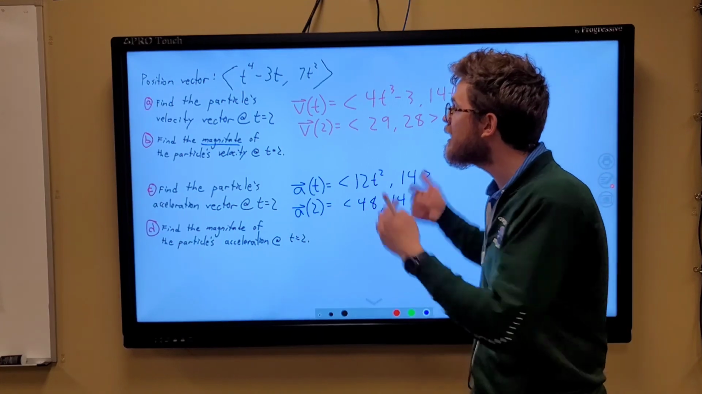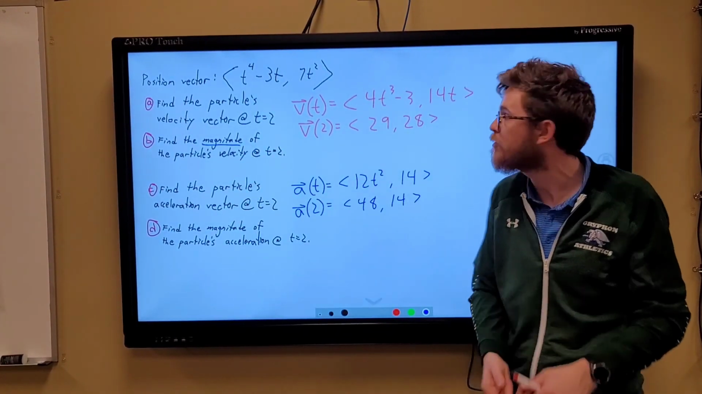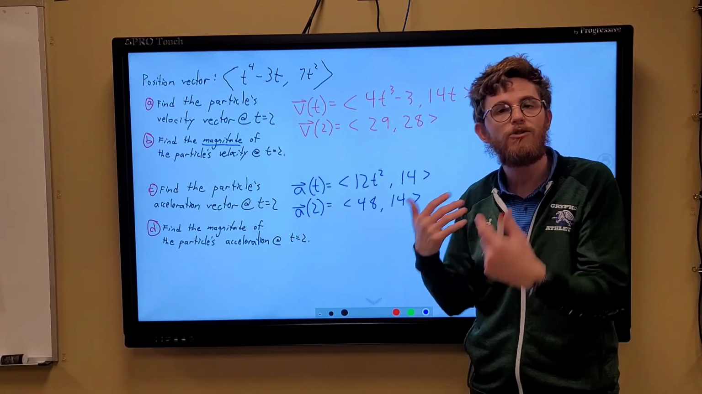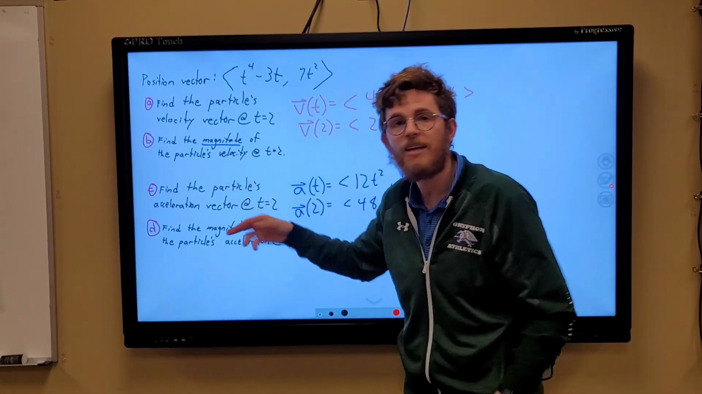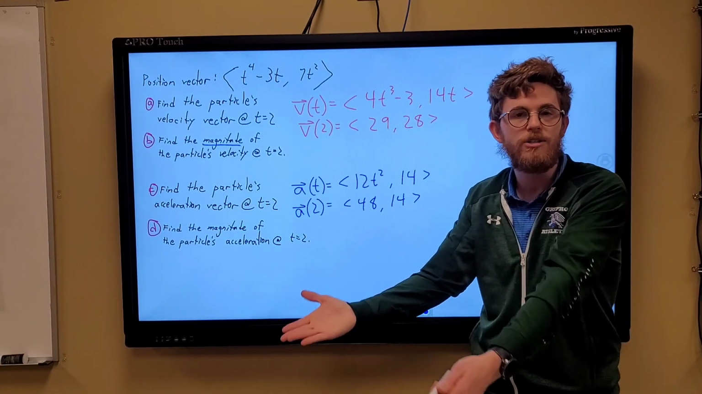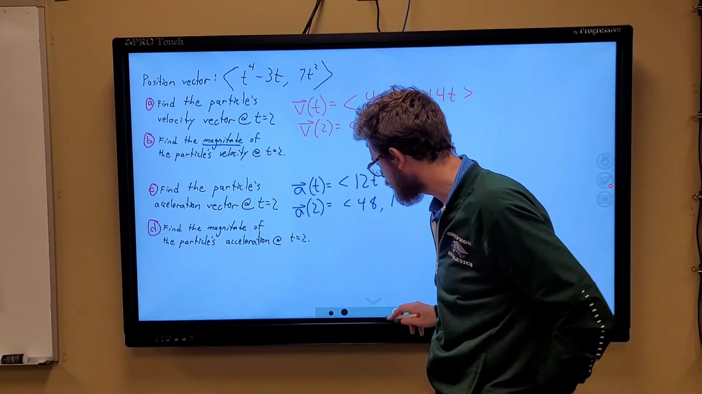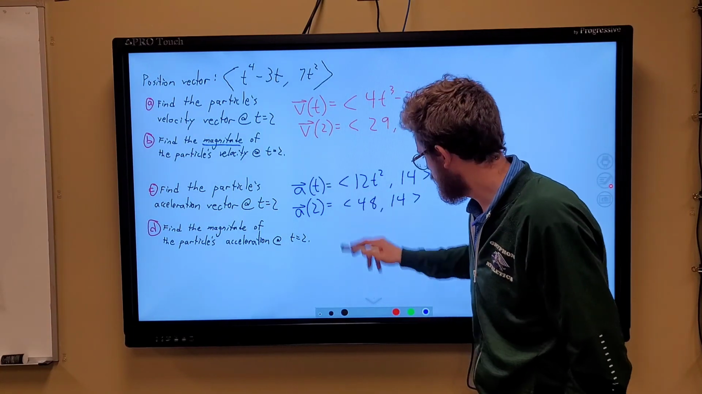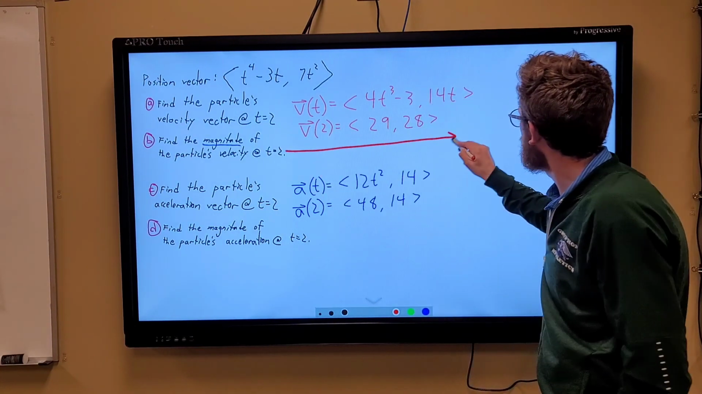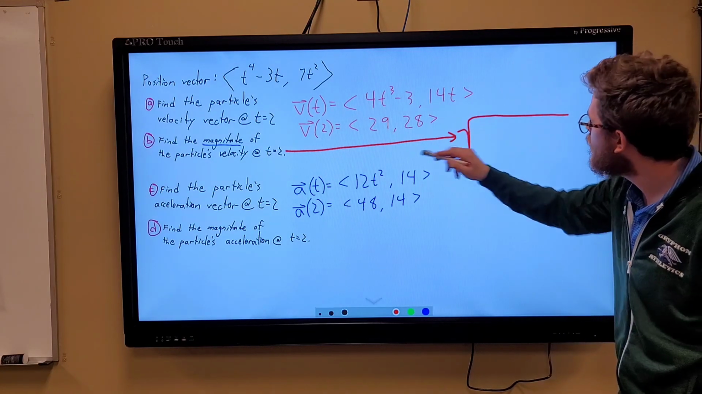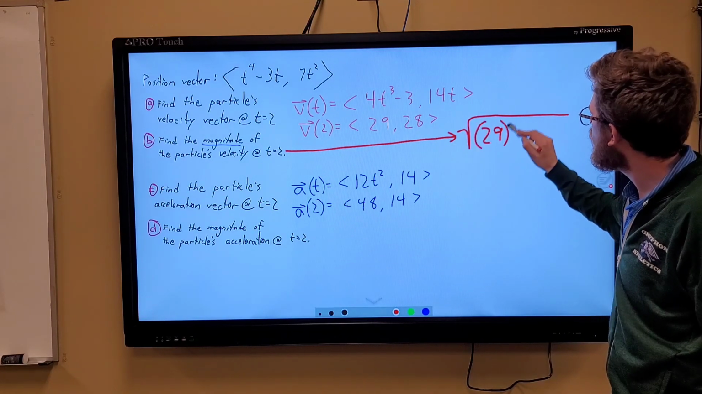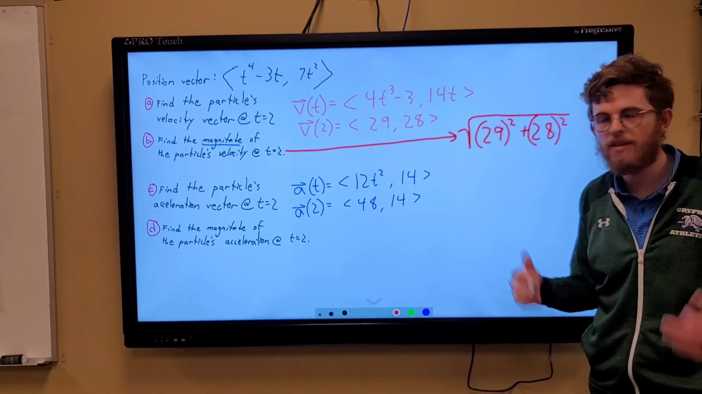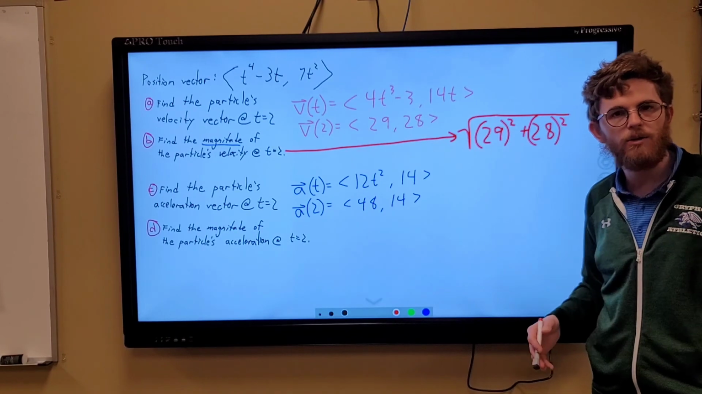Magnitude will be the actual velocity. What is the actual speed? The speed is found on the magnitude. The vector was the direction. The magnitude is the actual speed. Because remember, velocity is speed with a direction. So here, let's find the actual speed. The magnitude will be, here we go, the square root of 29 squared plus 28 squared. We could type that in the calculator. I think we can handle that.